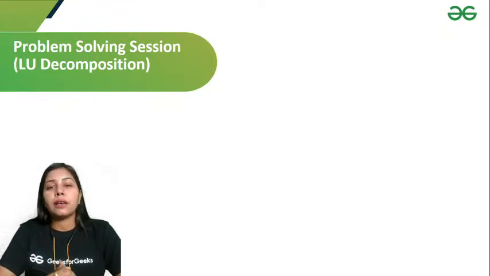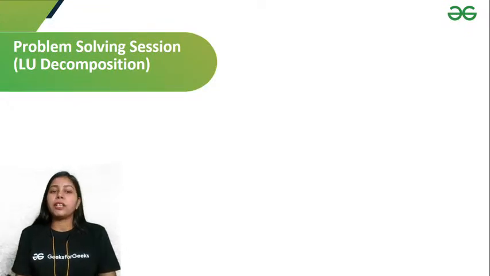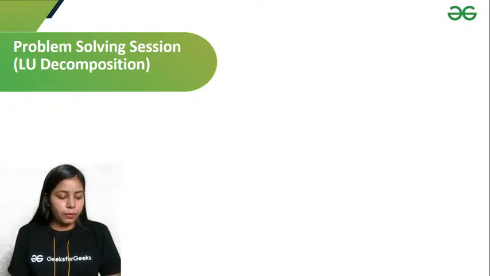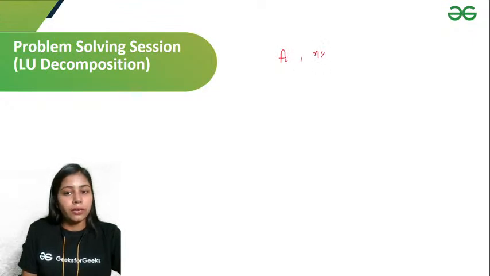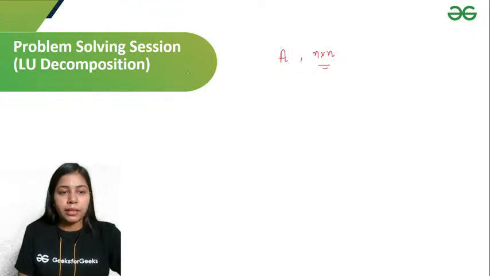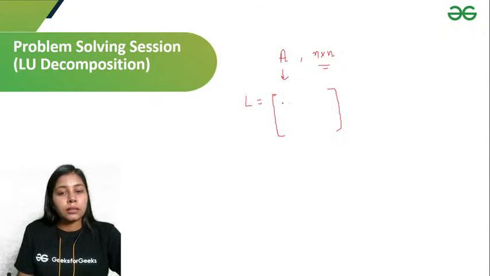Okay, so does anybody know what LU decomposition is? Any idea about LU decomposition? Okay, so let's suppose A is any n cross n matrix, that means a square matrix. Then the LU decomposition of a matrix is the breakdown of this matrix A into L, which is a lower triangular matrix. All of you know what a lower triangular matrix is, right?